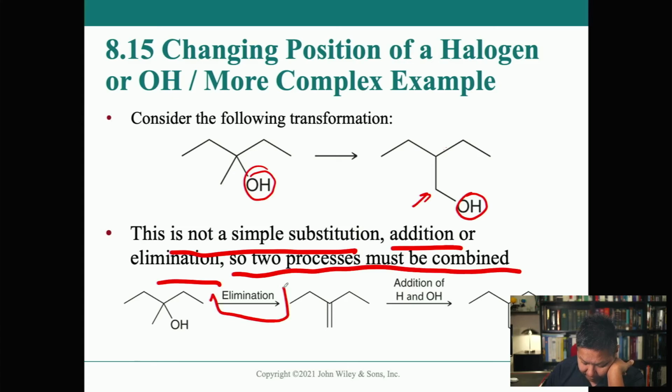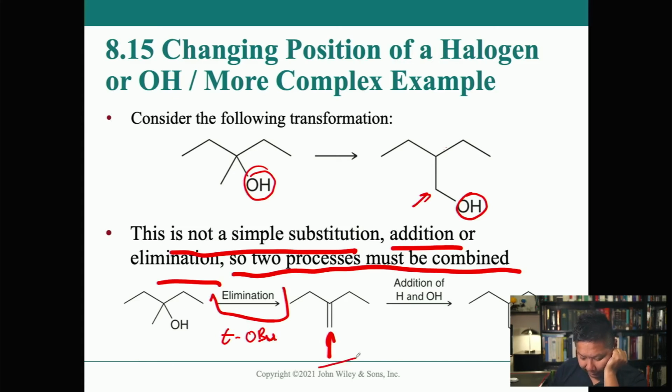Notice that we have an elimination giving a Hoffman product here. The Hoffman product is always when you have a double bond at the end, not somewhere in the middle, but at the end. So there's got to be some kind of bulky base here, like tert-butoxide. Is that the abbreviation for tert-butoxide? We'll see.